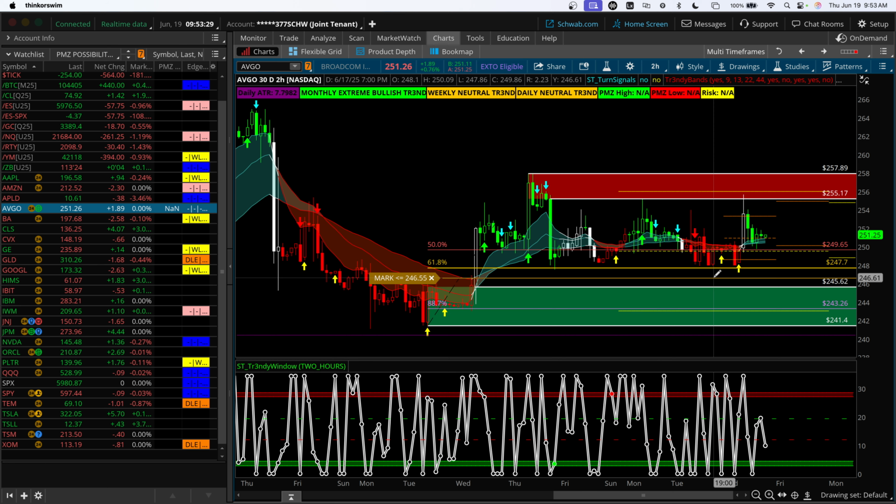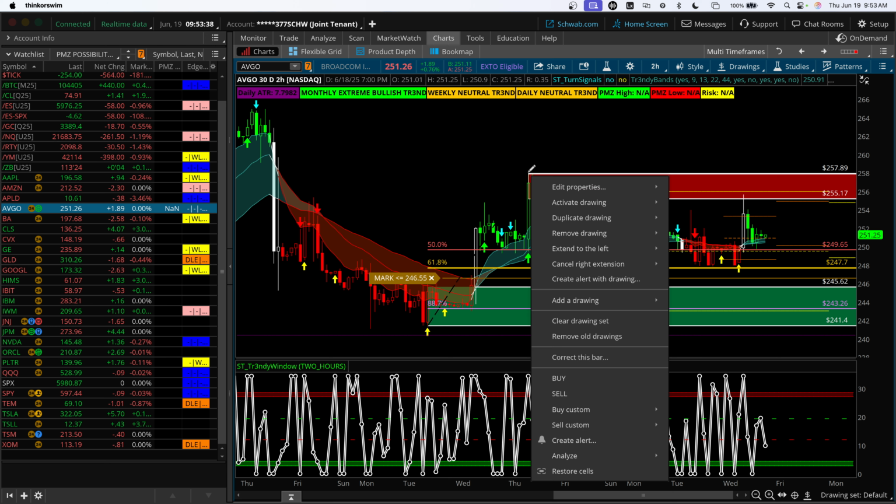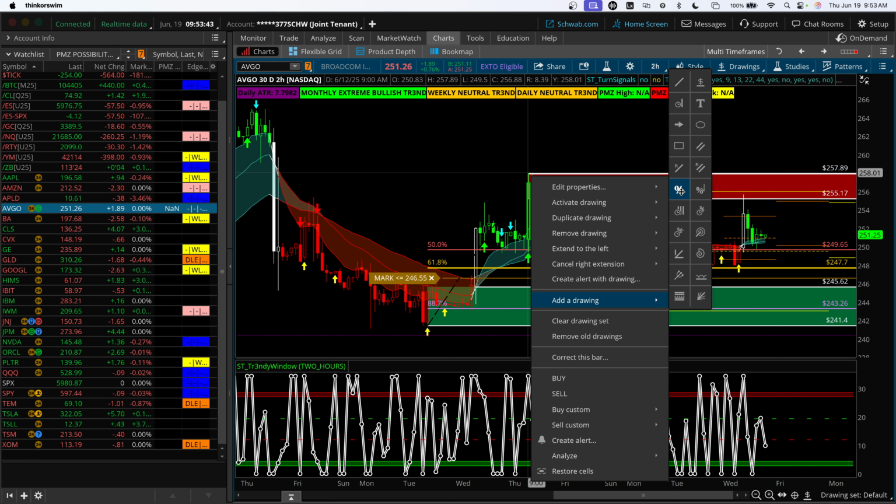Then next, in order to find trim levels to the upside, I'm going to measure now the most recent downtrend. To do that, I'm just going to start my Fibonacci's up there at that high.